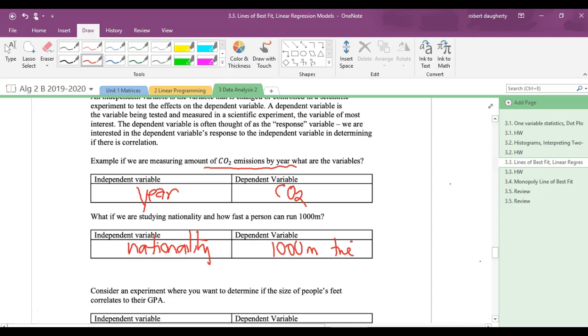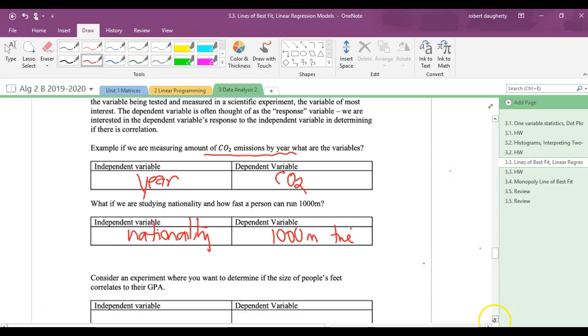Yes? Independent is only on the x-axis, your horizontal. And then the dependent variable is the thing your problem is trying to measure. That's what you're trying to report on. That's the thing that changes, the thing that's of more interest.